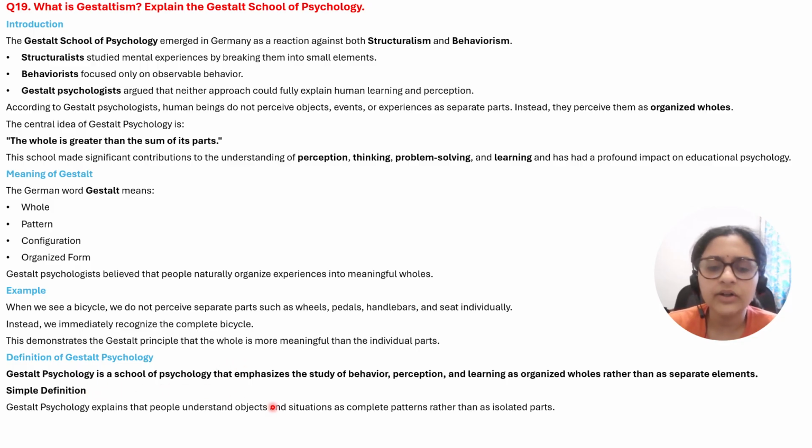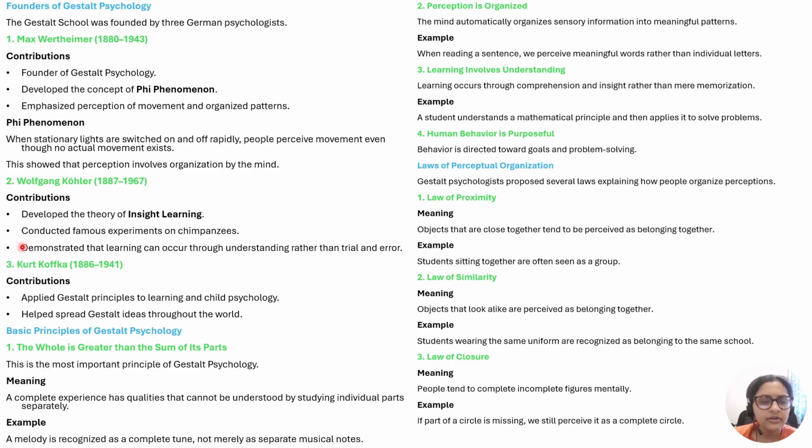It is a school of psychology that emphasizes the study of behavior, perception, and learning as organized wholes. This you have to remember, rather than separate elements. These three, Max Wertheimer, Wolfgang Kohler, and Koffka, are all German Gestalt psychologists. Majorly, Max Wertheimer is the founder of Gestalt psychology. The other two added to this psychology.